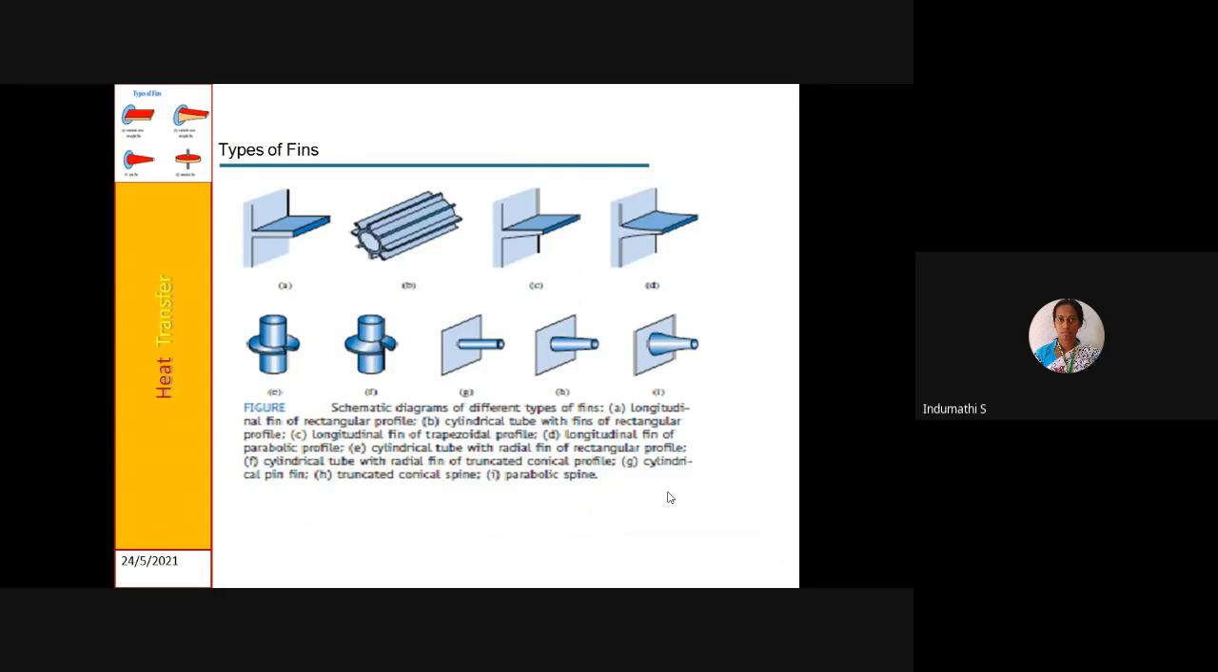These fins are manufactured in different geometries depending upon the practical application, some of which are shown here. So here, longitudinal fins: we can see the ribs attached along the length of the tube are called longitudinal fins. Concentric annular discs around the tube are termed as circumferential fins. Pin fins or spines are rods which are protruding from the surface.